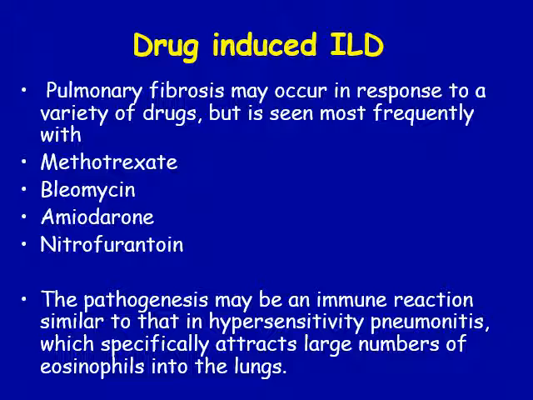Methotrexate is used for treatment of leukemia, some malignancy, and rheumatoid arthritis. Bleomycin is also used for the treatment of malignancy. Amiodarone is an anti-arrhythmic drug used for treatment of arrhythmia, and nitrofurantoin is a urinary antiseptic. The pathogenesis may be an immune reaction, similar to that in hypersensitivity pneumonitis, which specifically attracts a large number of eosinophils into the lung.